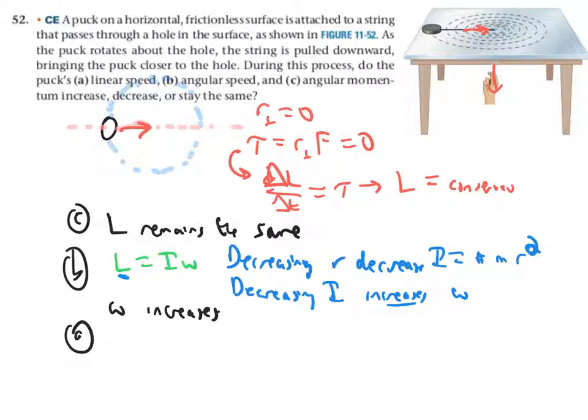And that gives us part A, because we know that for an object traveling in a circle at a rate omega, V equals R omega. Now things are a little complicated, because we know that R is going down while omega is going up. And the question is which of those is going to win.